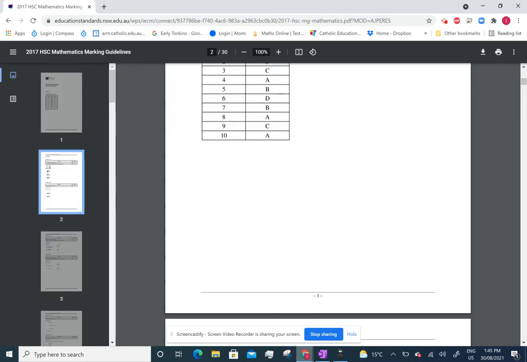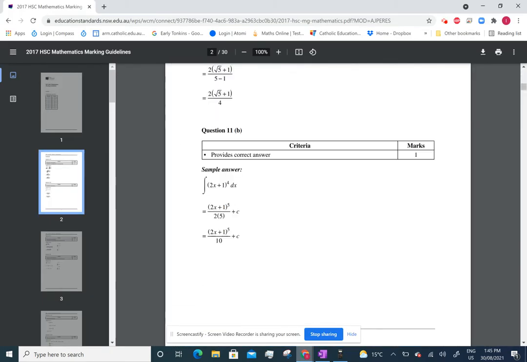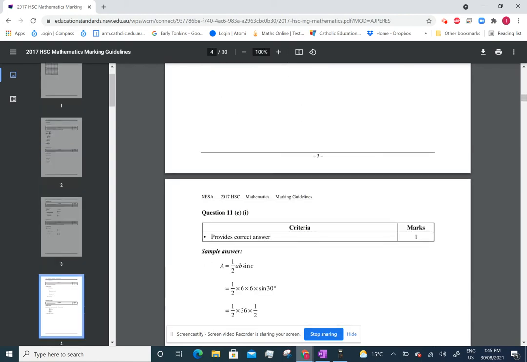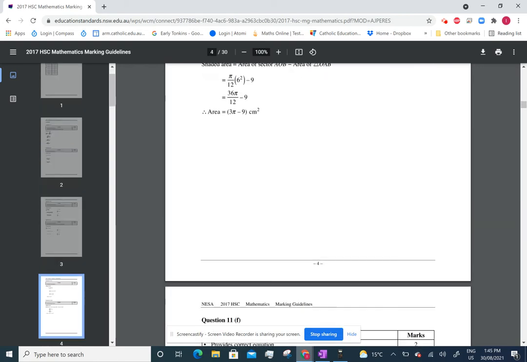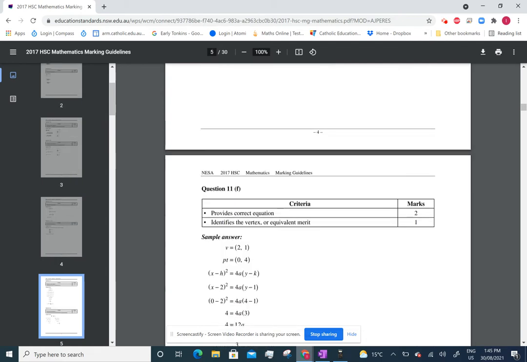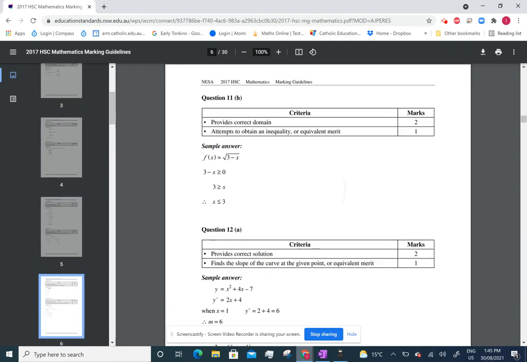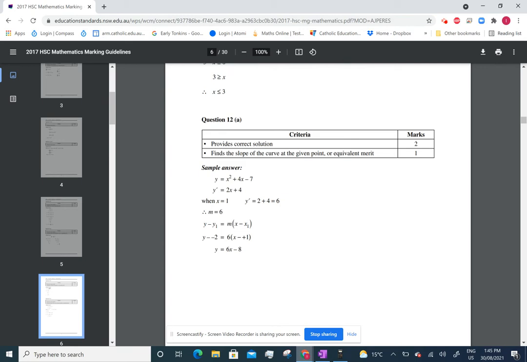So we go along here. Come on, 12A. Oh, come on. How many more are there? 12A. And have a look. There you go: y equals 6x minus 8. It's exactly the same way.